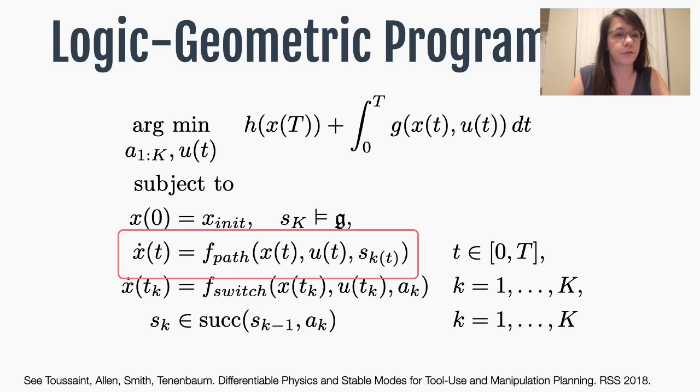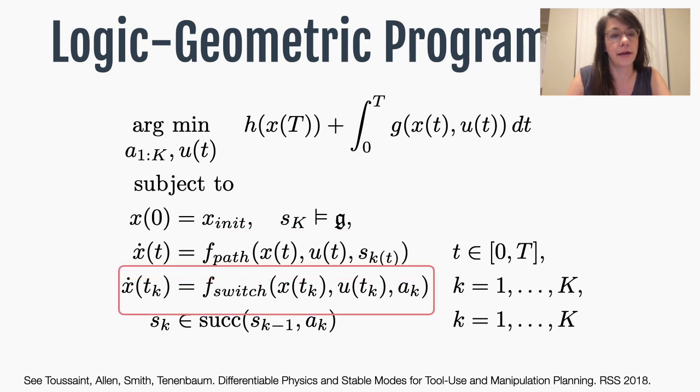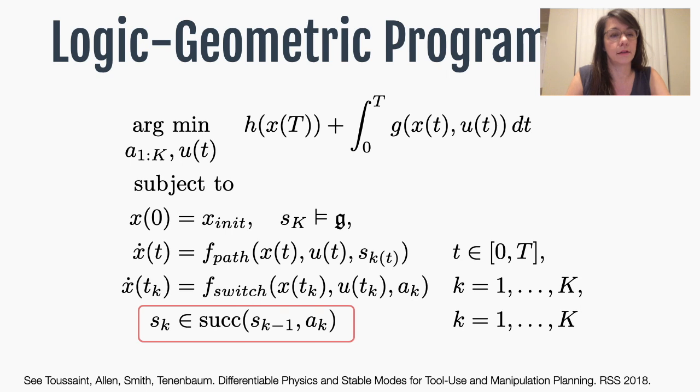So first we have a continuous F path here. So this is basically the plan that at minimum has to still adhere to the continuous system dynamics, which change depending on the discrete state S. And then we have F switch, another constraint that describes the instantaneous system dynamics when a discrete action, AK, changes. And finally, this entire plan also has to adhere to an action skeleton that is produced by logic planning, right? Which basically describes successor states.